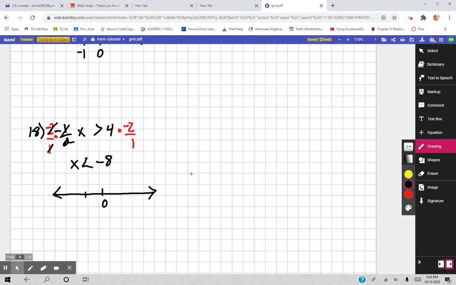Negative 8 will be somewhere on the left. Should be an open circle going to the left. Okay, you can't put it on the line like this if you want. You could do this. You have to make it darker.